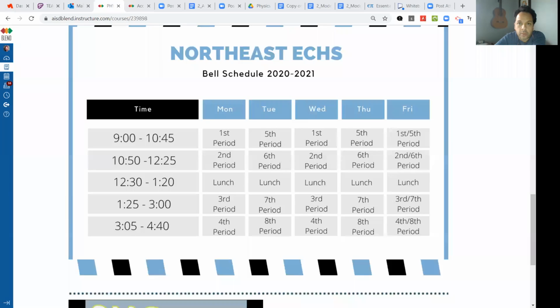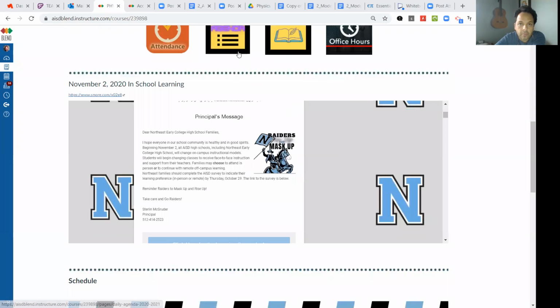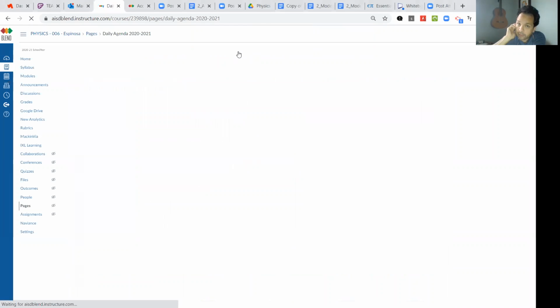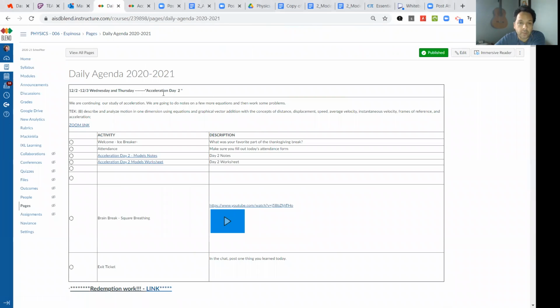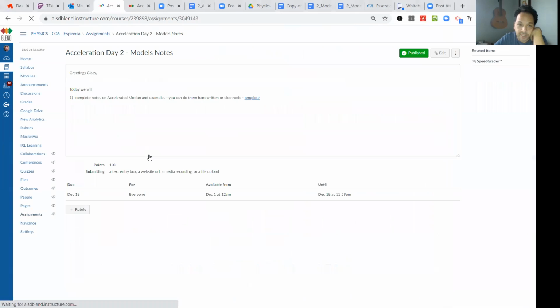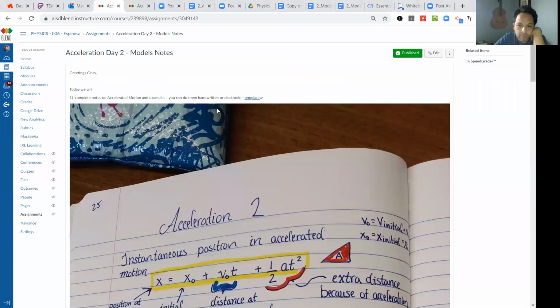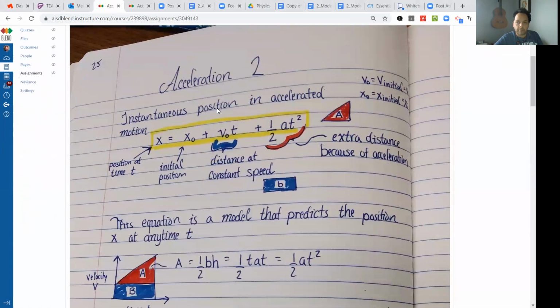Hello, I just wanted to make a video going over the important parts of the note. So let's do that. So we're doing acceleration, and we're on acceleration day 2, and we're working on models of acceleration. Let's see. And here are the notes.